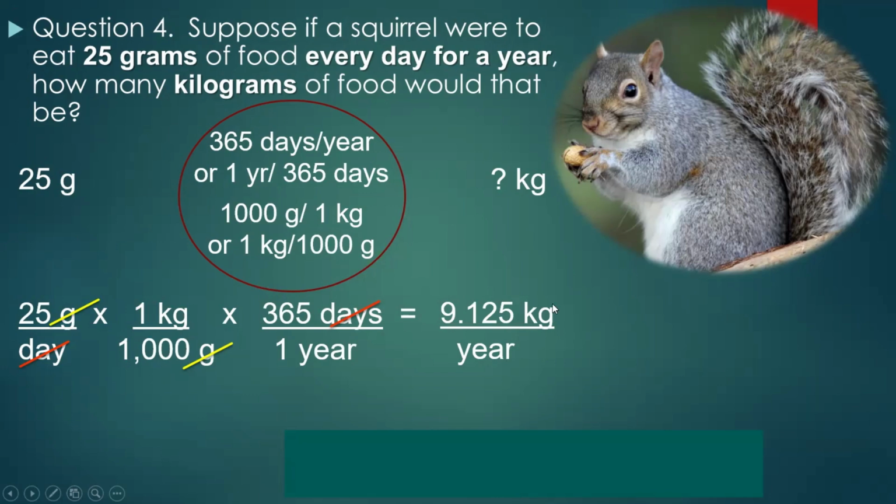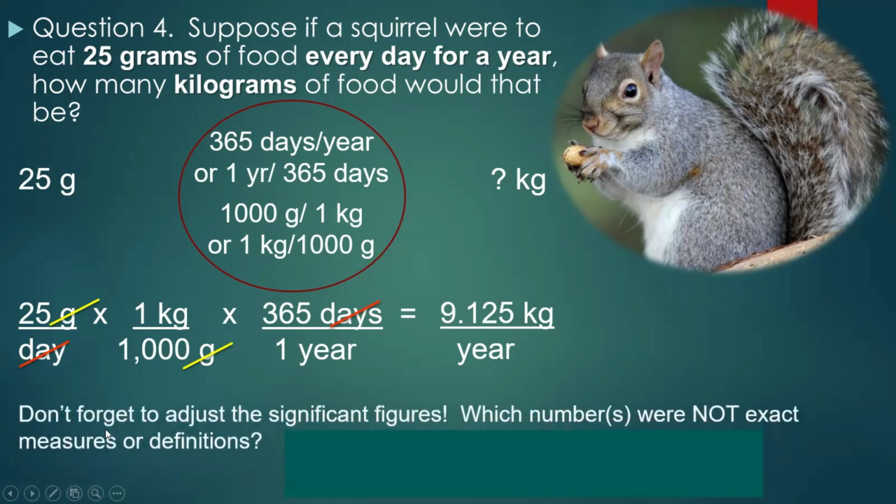So he would eat 9.125 kilograms. Now, don't forget to adjust for the significant figures. Which numbers were not exact measures or definitions? So this is a definition, that's a definition. The 25 grams is the only number that we had that was not a definition. So it has 2 significant figures. Therefore, our answer can only have 2 significant figures.